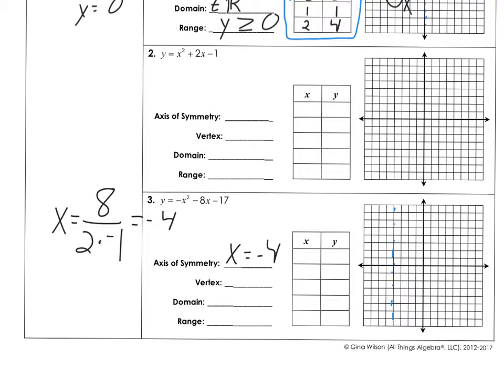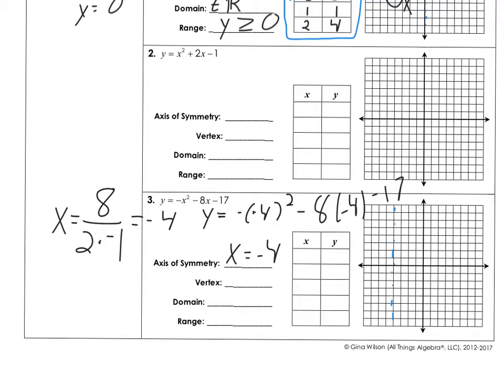Then we would plug in for our vertex. So we're going to plug in, it's going to be y equals -4 squared. And it's important that we think about our signs, okay? So -8 times -4 minus 17, okay?